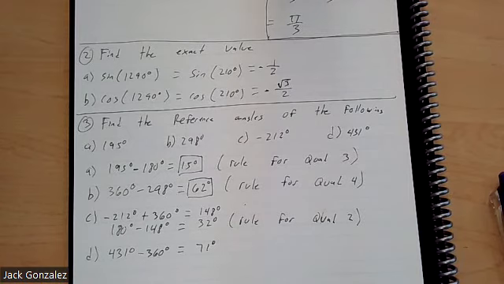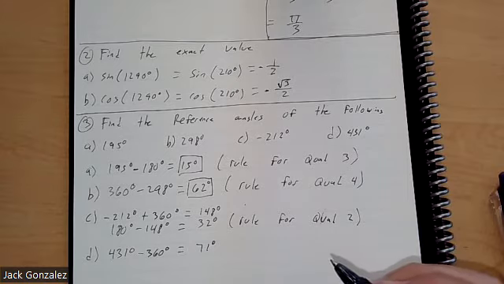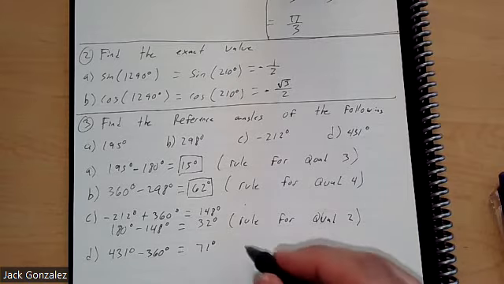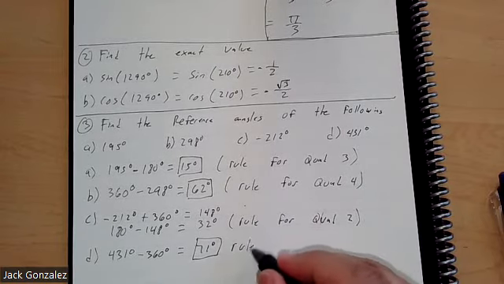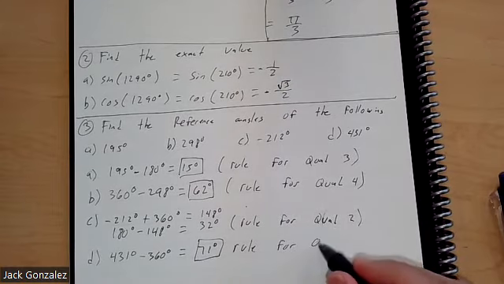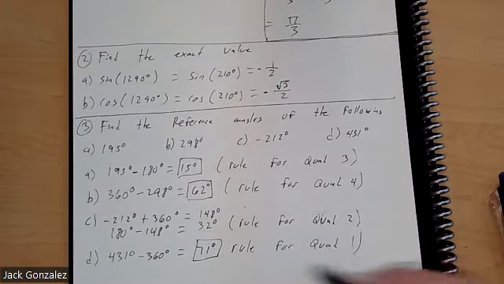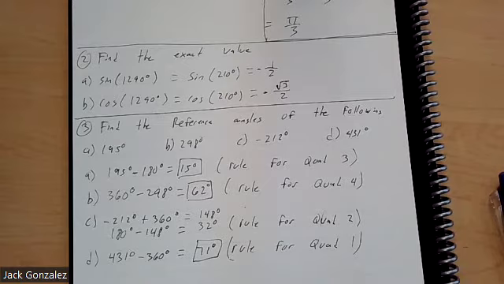Where is 71? And what's the rule for quadrant 1? Yeah, there's nothing else to do. This is the answer. So that's the easiest quadrant, right? It's the one we want. Whatever answer you get, that's what it is. So if it's 45, it's 45. The reference is equal to the angle.